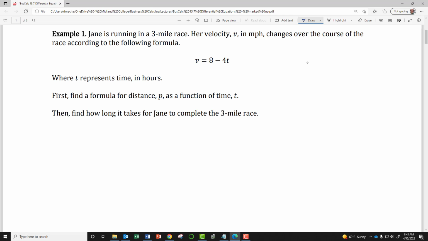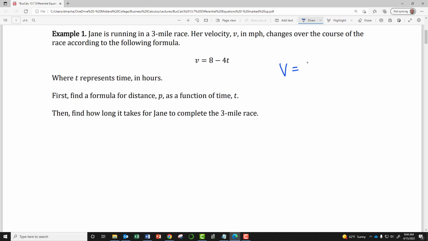So the first thing we need to do is recognize that velocity is really just the rate of change of your distance over time. I'll repeat that because it's important. Velocity is the rate of change of your distance over time. So how quickly is your distance changing over time? If your distance is changing very rapidly over time, that means you have a high velocity. If your distance is changing very slowly over time, that means you have a very small velocity.